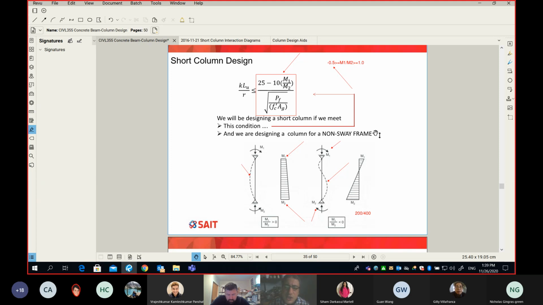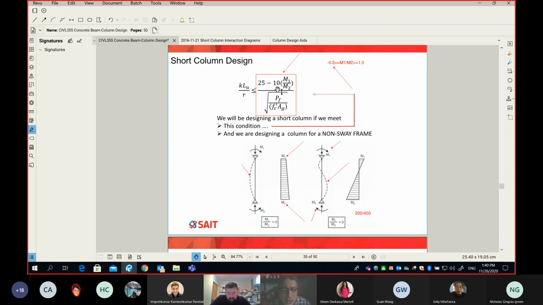If it's a single curvature, it is positive. If it's a double curvature, it means a negative value. In the exam or in the assignment, I will give you the value of M1 divided by M2. And if I don't, which I promise you I will not, then I will say the column is single curvature or double curvature, where you will have to add the sign yourself. So you can tell right now there is no super science.